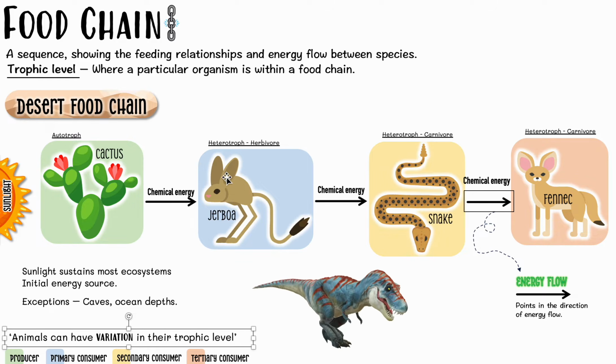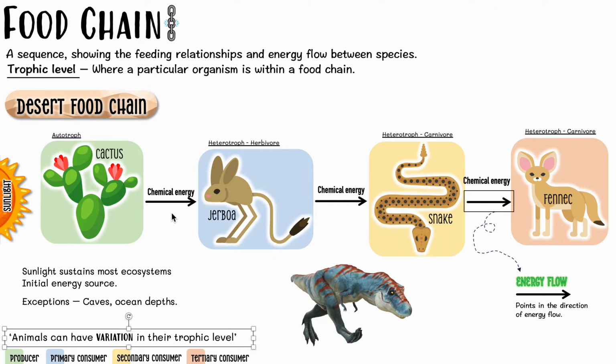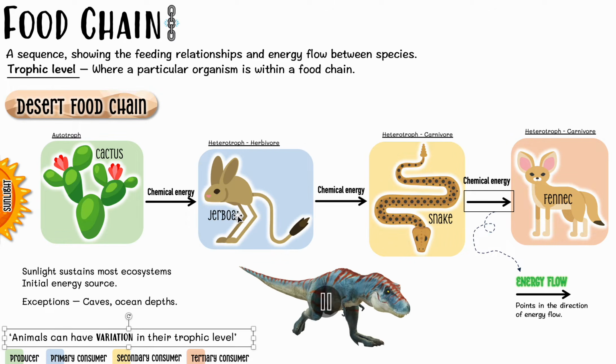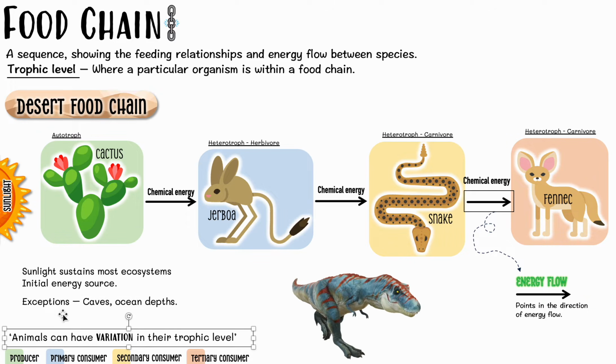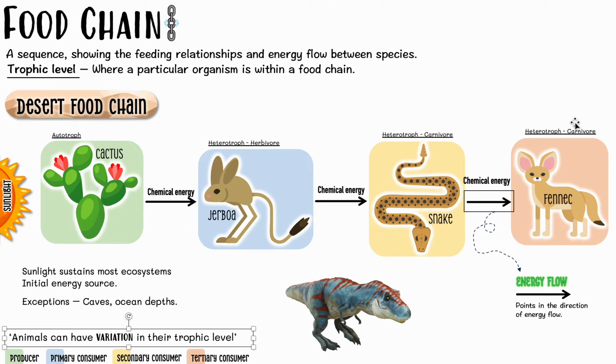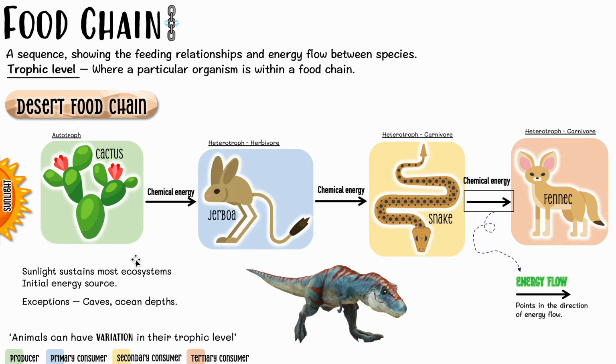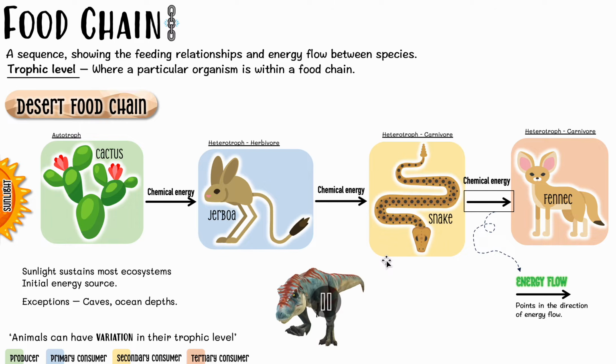Sometimes there's something even smaller than a jerboa that eats a cactus. In that case, that other organism becomes the primary consumer and the jerboa becomes the secondary consumer. So there is variation in the trophic levels. It's not set in stone, and we're going to see it a bit later when we talk about food webs. We'll see it much better when we talk about food webs.